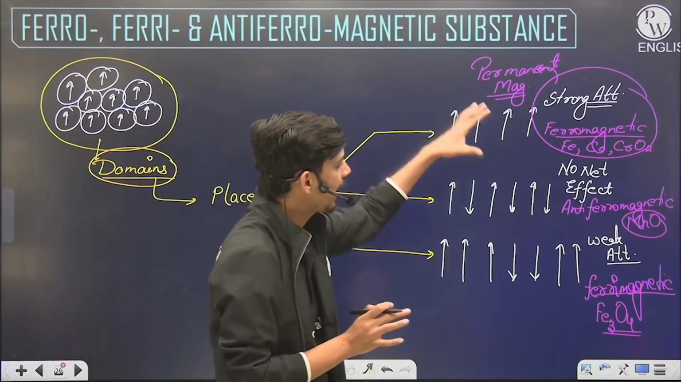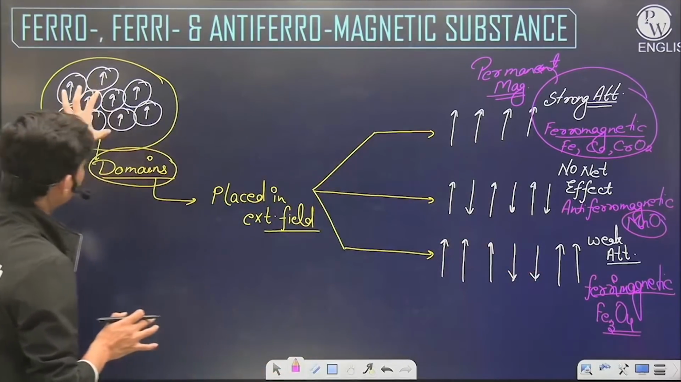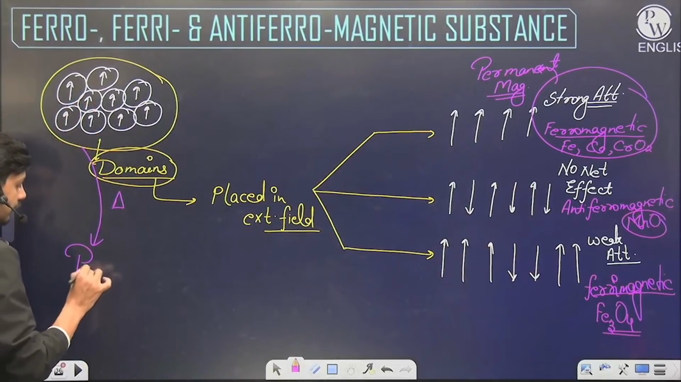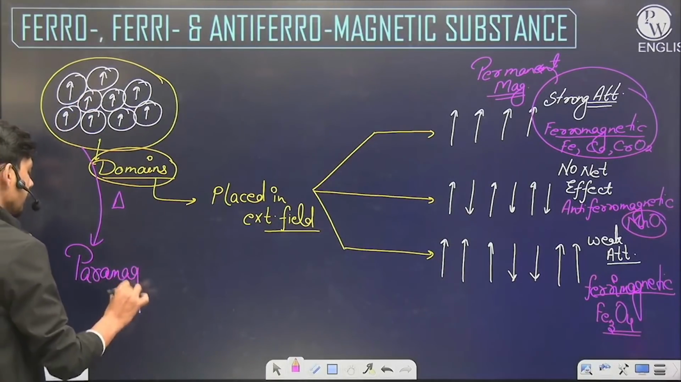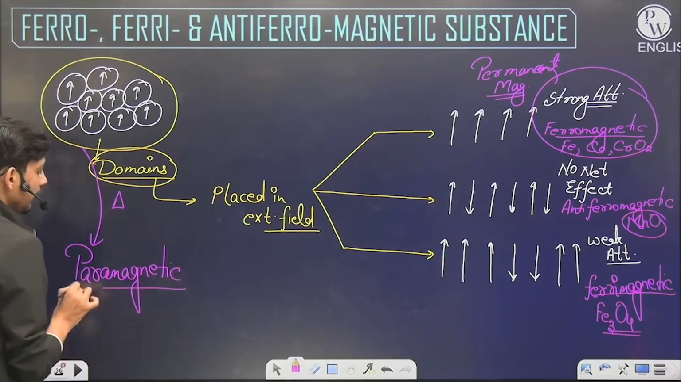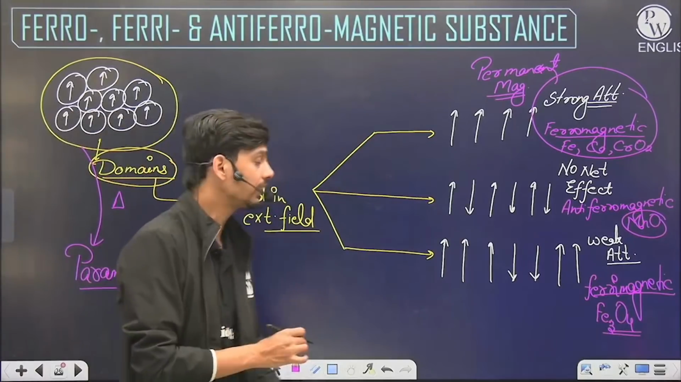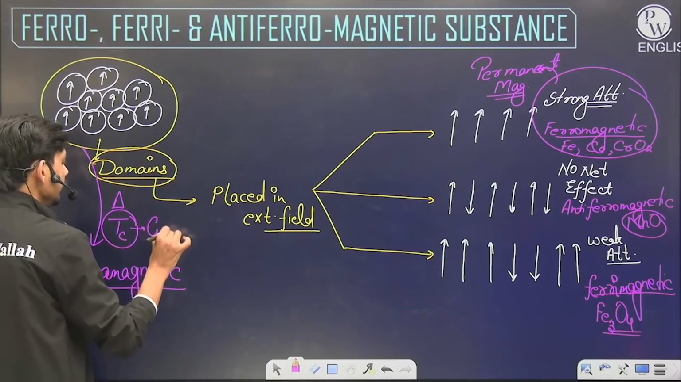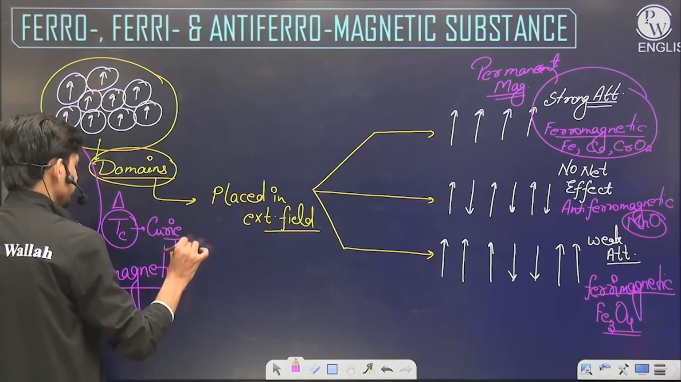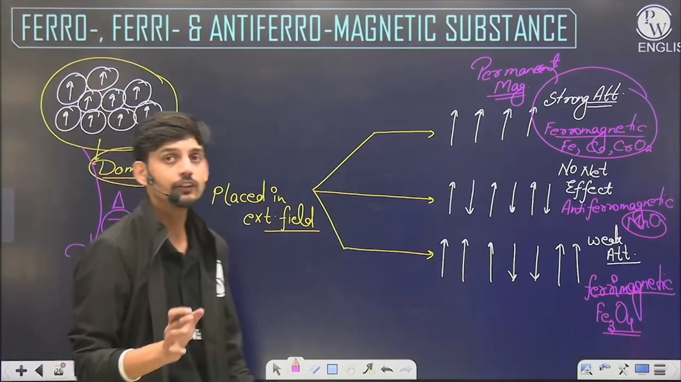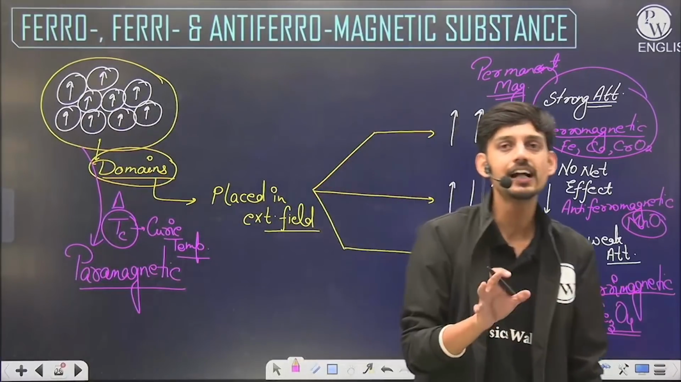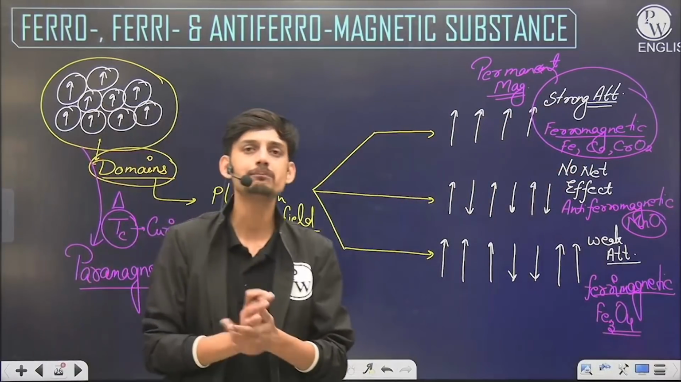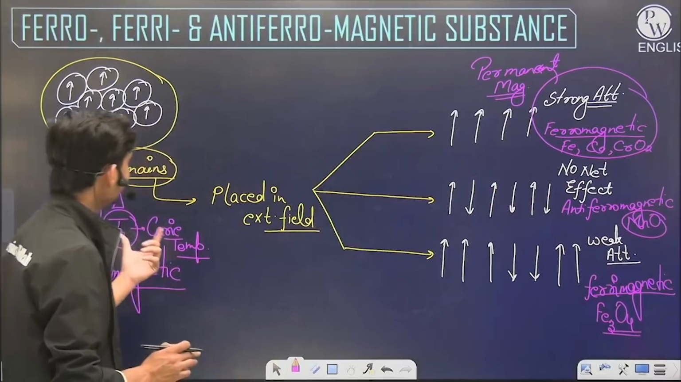And all of these materials are somewhat formed from paramagnetic material. If we heat any of these materials, the domains will be broken, and if the domains are broken, then the material will be converted back into paramagnetic material. The temperature at which this conversion occurs is called the Curie temperature.